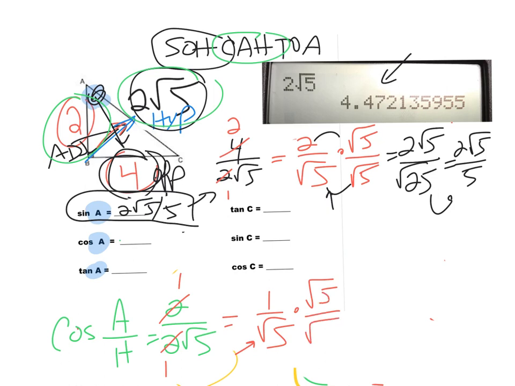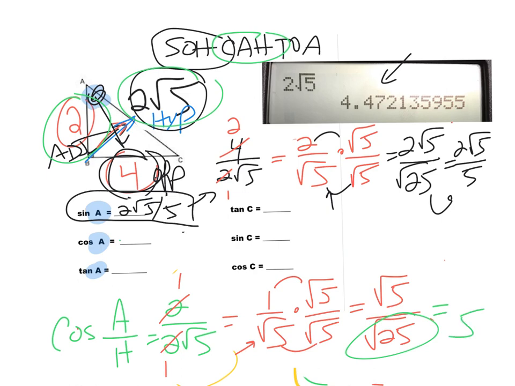So I'm going to multiply both the top and the bottom by radical 5. So in the numerator, I have 1 times radical 5, or radical 5. The denominator, radical 5 times radical 5 is radical 25. But you know the square root of 25 is just 5. So here we're going to have radical 5 over 5. So that's what the cosine is, radical 5 over 5.